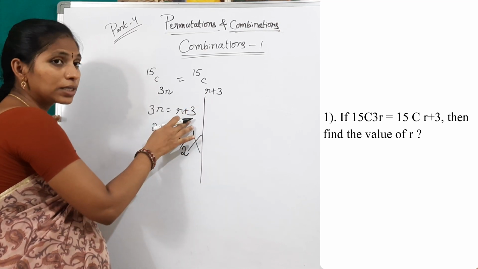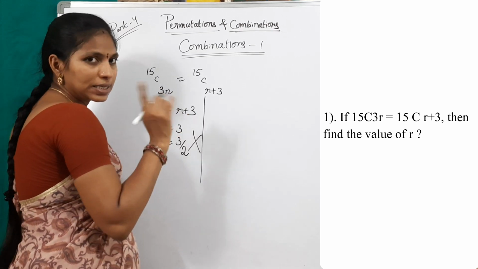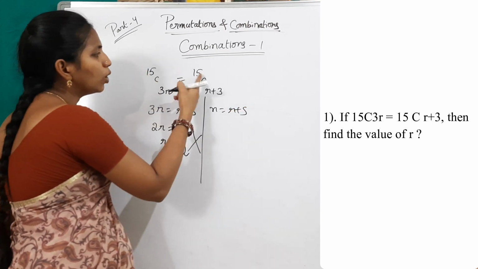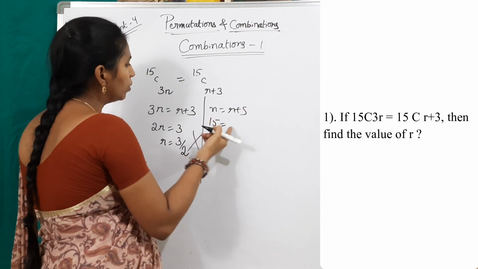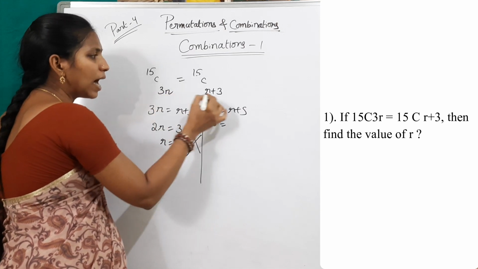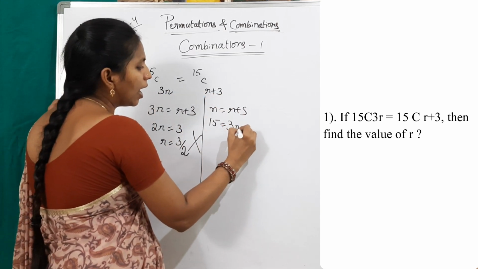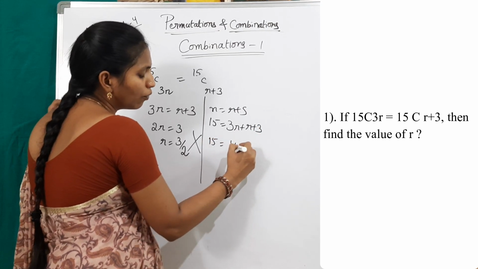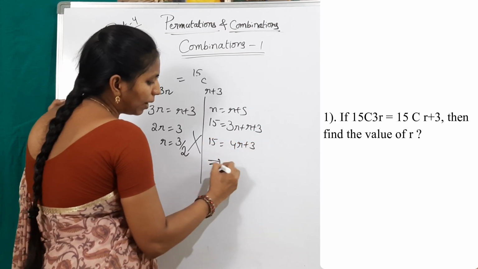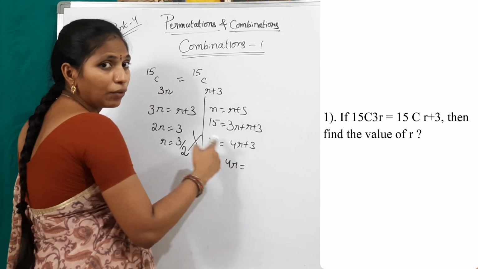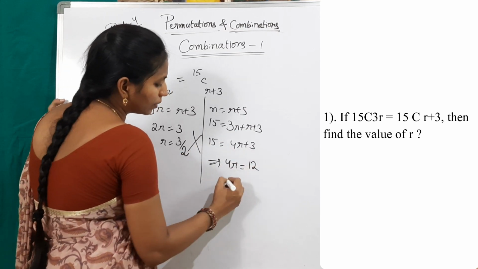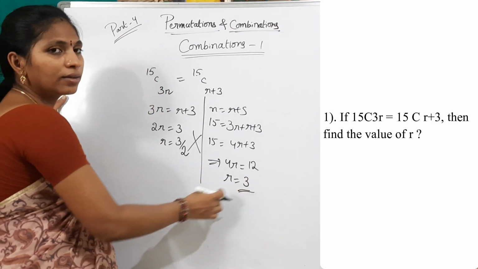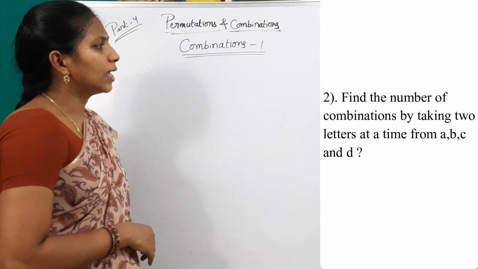r plus s is equal to n, meaning n is equal to r plus s. What is the value of n? 15 equal to r plus s. This is r and this is s. 3r plus r plus 3, and 15 is equal to 4r plus 3. Implies 4r equal to 15 minus 3, that equal to 12. Then r equal to 3. What is the value of r? That is 3.